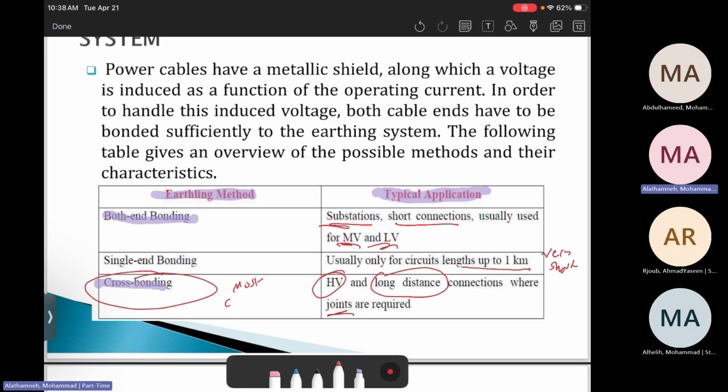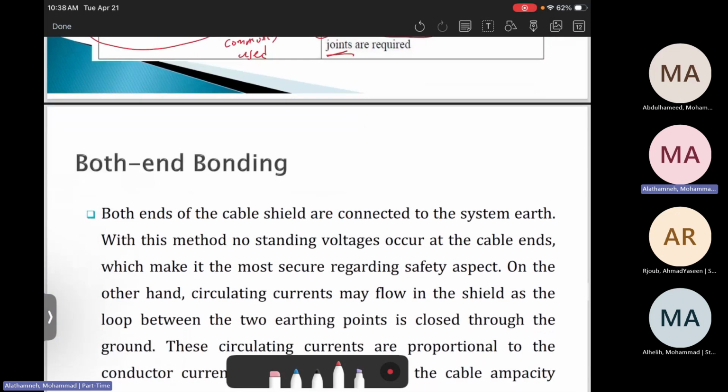So the most commonly used is the cross bonding, while single end bonding is usually only for short circuits. Then the both end bonding will be only in medium and low voltage, or even in short connections.